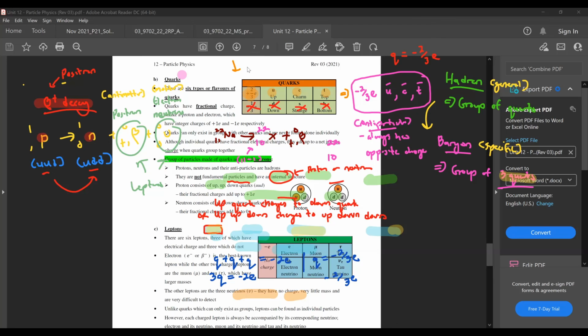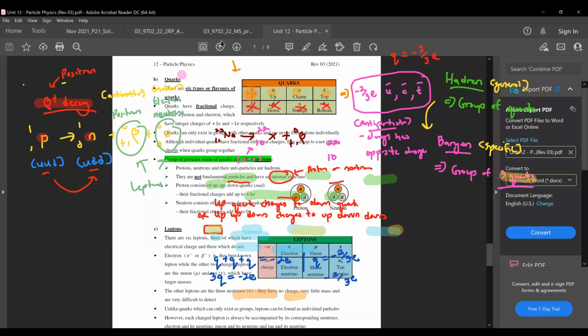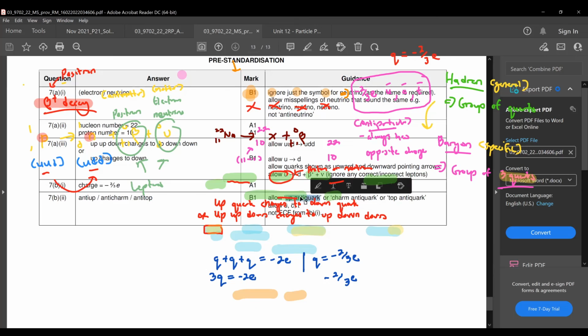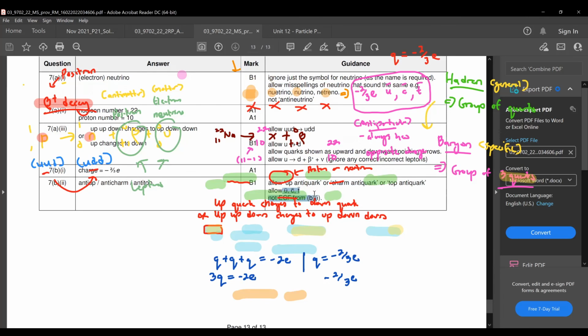So in my case, what are the possible flavors? You can be anti-up quark, anti-charm quark, or anti-top quark. So you can either write it as this: anti-up, anti-charm, or anti-top. You can also write it other ways. You can also write it as up anti-quark, charm anti-quark, top anti-quark, or you can even give them in symbols. Anyone would do. Okay, so this one is okay.